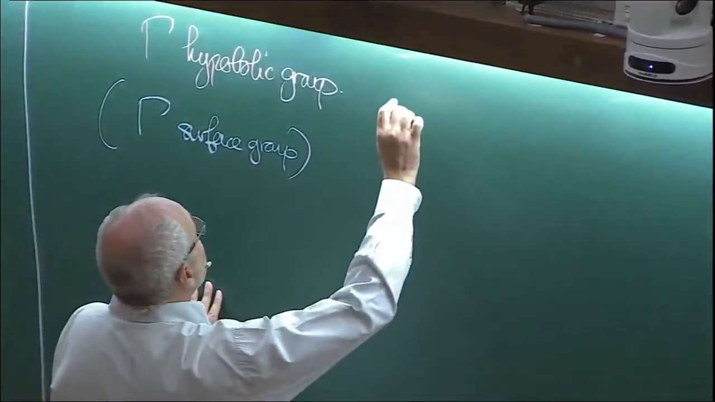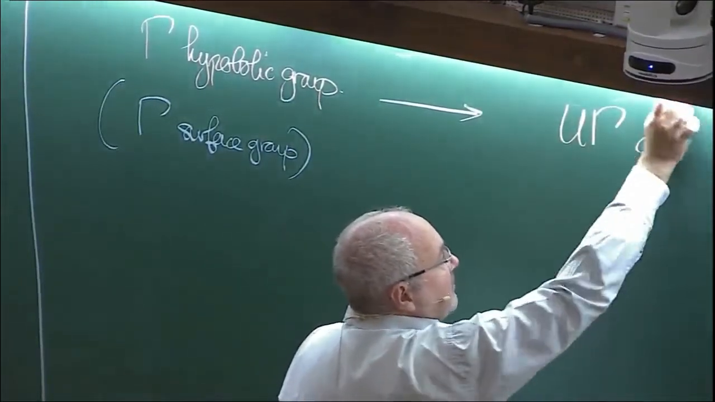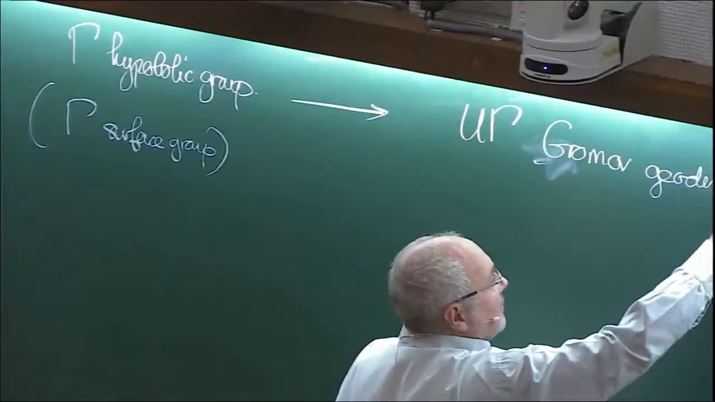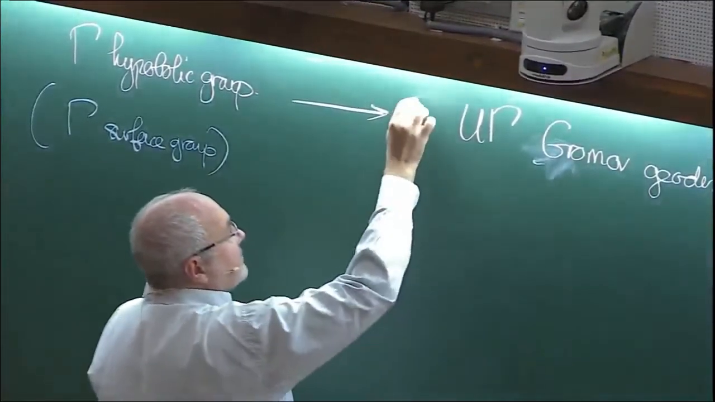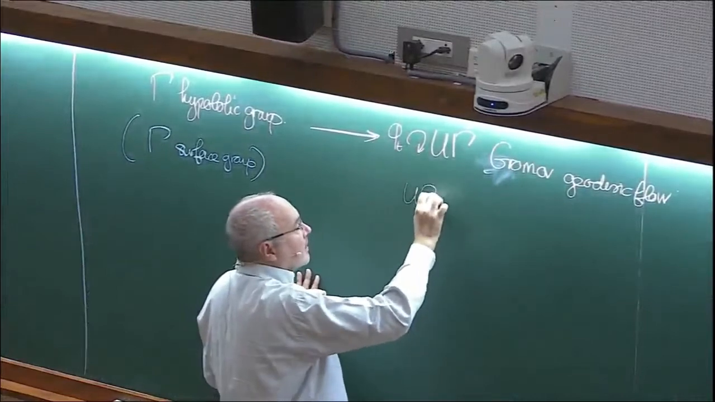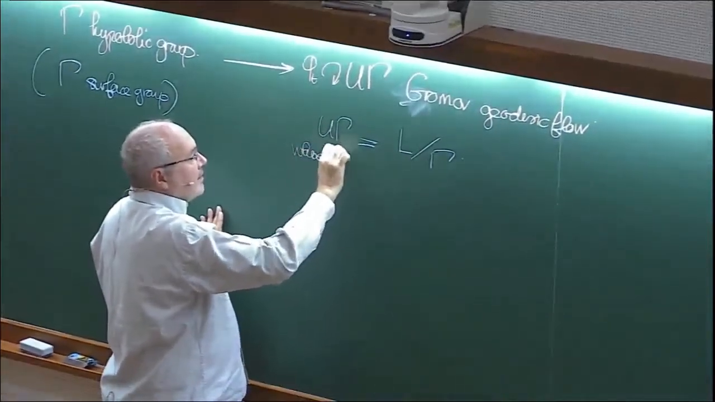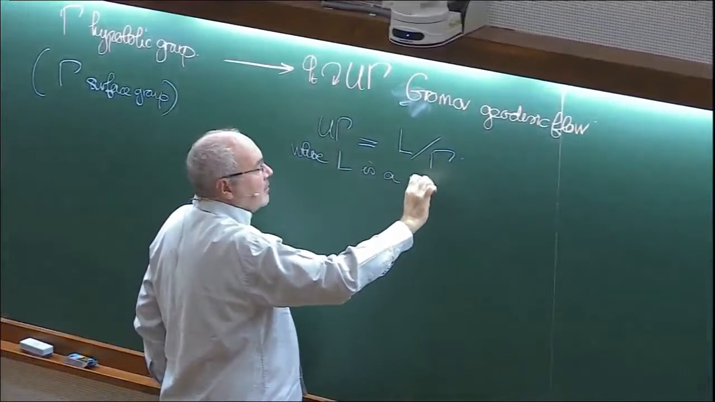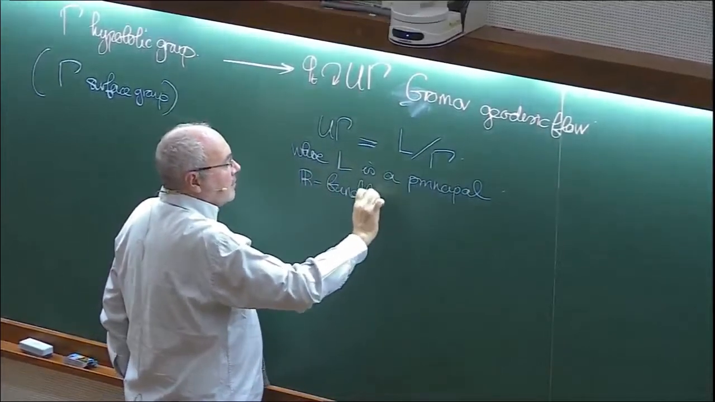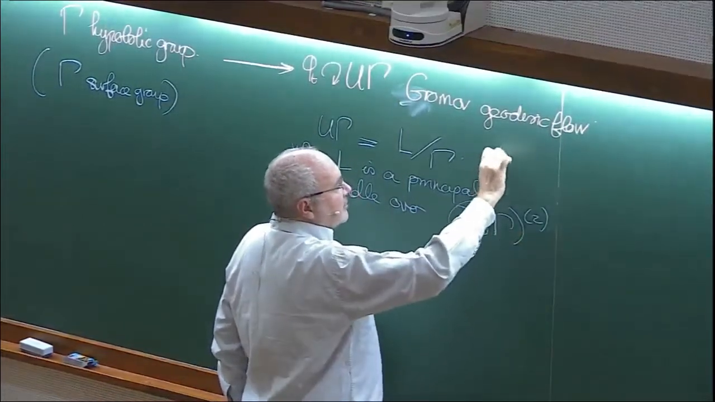So then you have this U of gamma, which is this Gromov geometric flow. Maybe I should put a big G. It's equipped with this flow acting on it. And essentially, U of gamma is equal to L divided by gamma, where L is a principal R bundle over this space of distinct points in the boundary at infinity. And here, this object is compact.